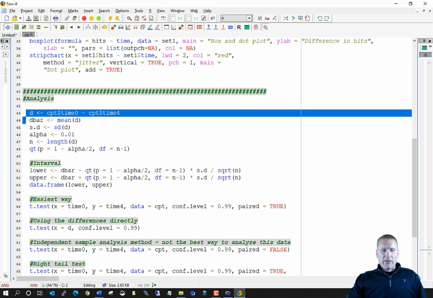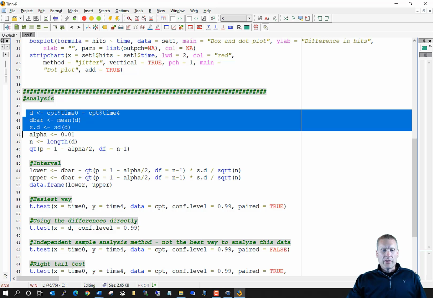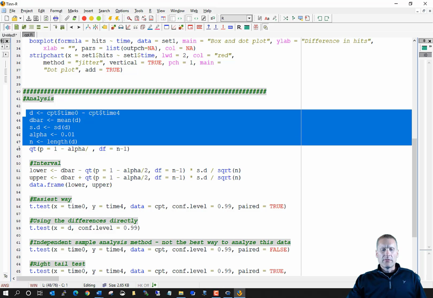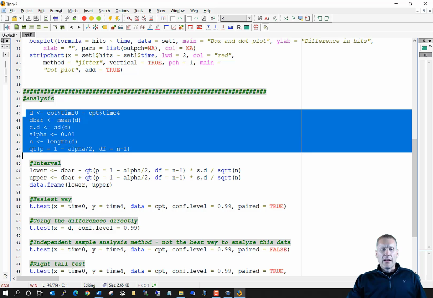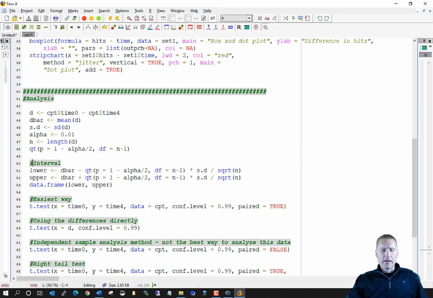So I'm going to find the differences, find the mean difference, find the standard deviation of the differences, state my alpha level, find my sample size, get my quantile for my t-distribution, and there we go. So again, d bar is 2.8.